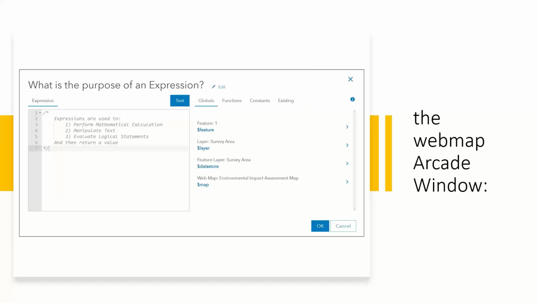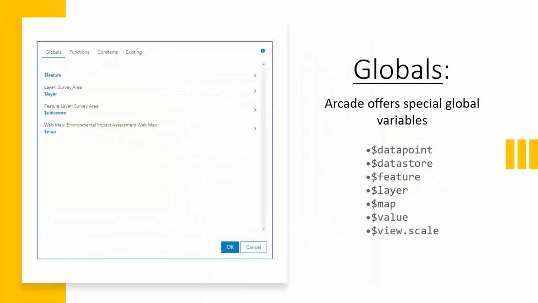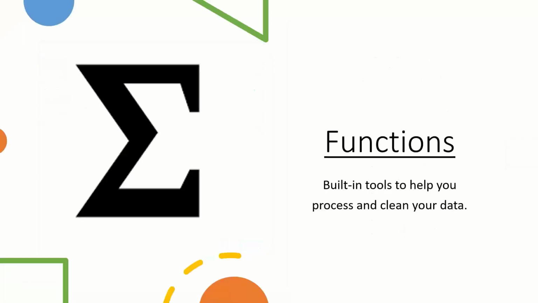And expressions are written in the Arcade window, highlighted here. This is where you perform those mathematical calculations, manipulate the text, evaluate your logical statements, and return a value. Your expressions are built from global variables, functions, constants, and even existing Arcade scripts used elsewhere in your web map. Globals are how you access attributes within your feature or other layers in your web map. It is important to note the availability of these variables is dependent on the execution profile. Here you see the global variables for a pop-up, where you have access to not just the attributes of the feature you're working with, but also the other elements of your web map.